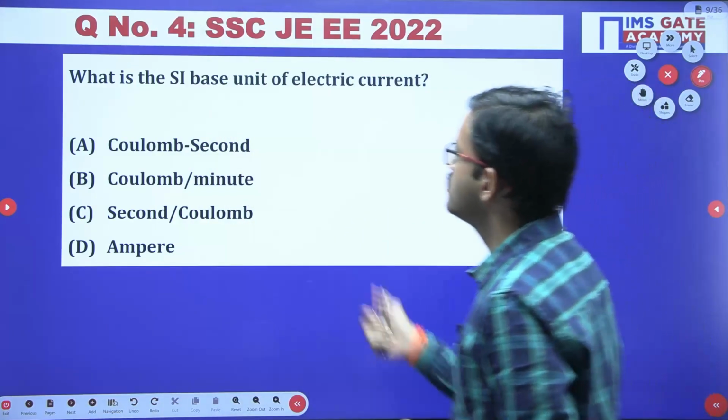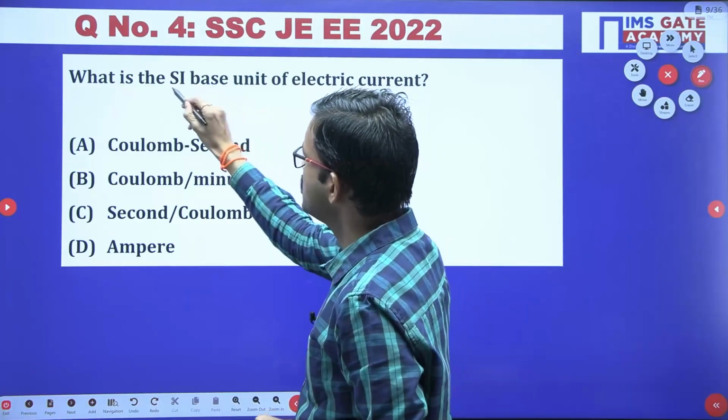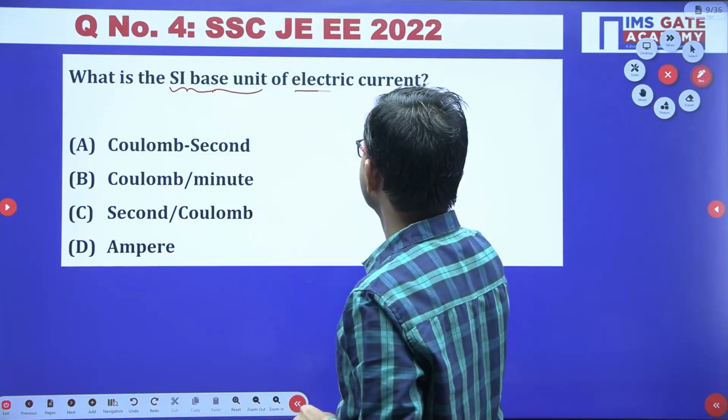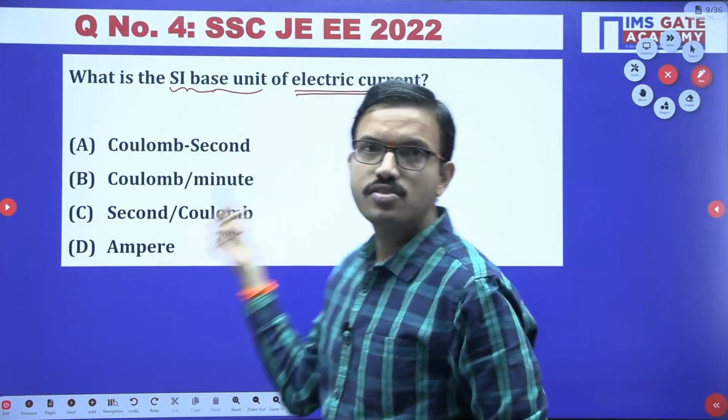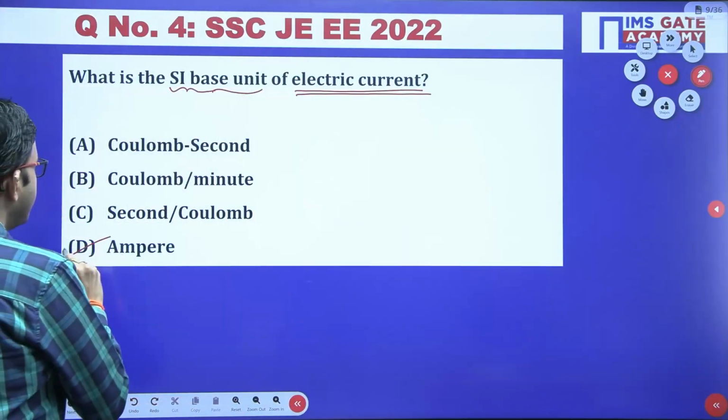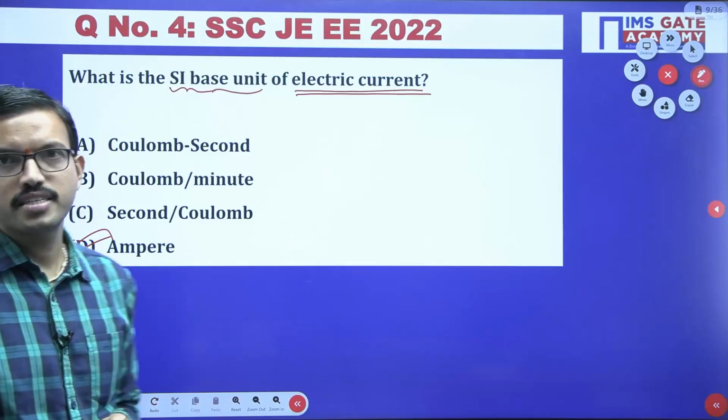Yes, here we are asking the SI unit of current. For current, the unit is by default ampere, right? So that means option D is correct. Option D is correct.